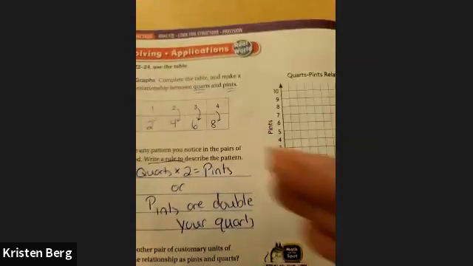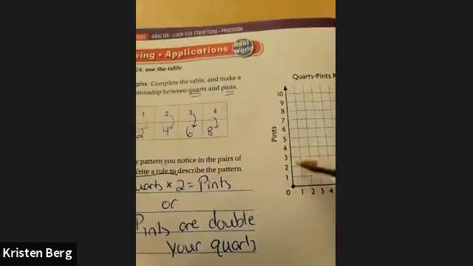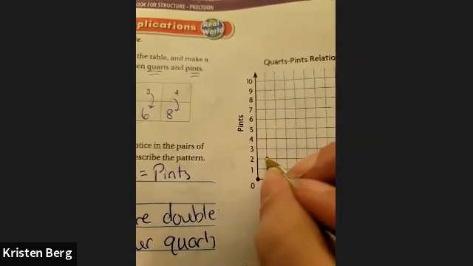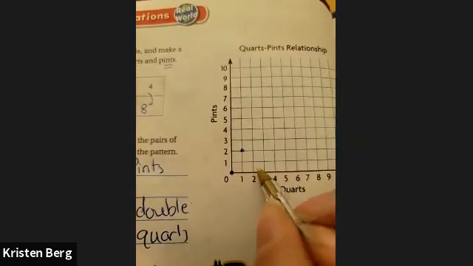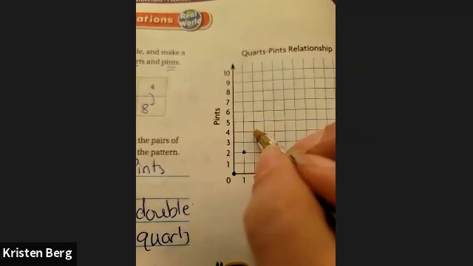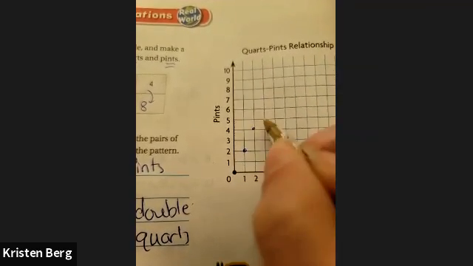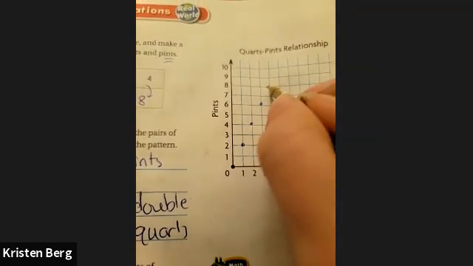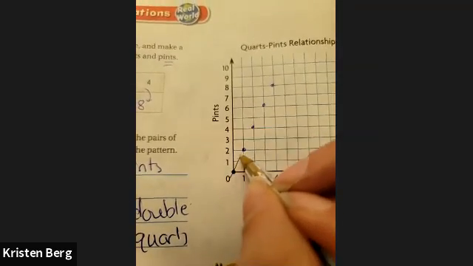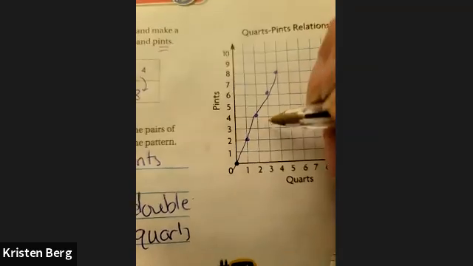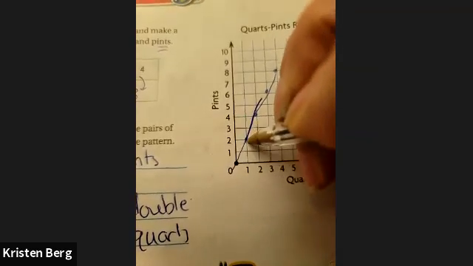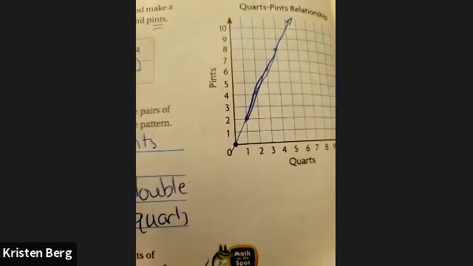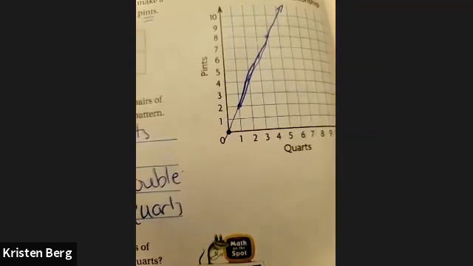All right, and then they want you to go ahead and graph this. So 0, 0. So then the next one would be 1 to 2. And then your next one would be 2 quarts would be 4. And then 3 quarts would be 6. And then 4 quarts would be 8. And then you can make a line to see that. Oh, that was a bad line. It's really hard to do, okay, with only one hand. So that would have been your line of what's going on there.